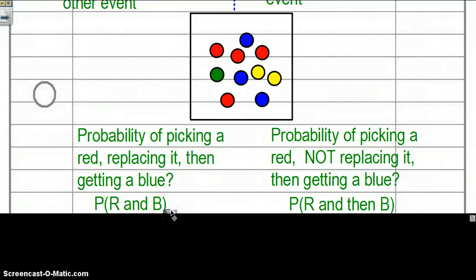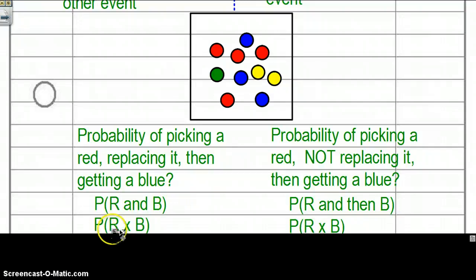You did this with your other DIYs, the probability of red and blue. This keyword, and, unlike the word or, the word and means to multiply. So I want to know red and blue. So I'm going to say the probability of red times the probability of blue.